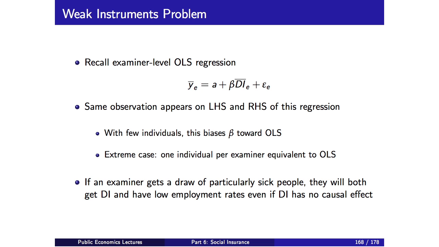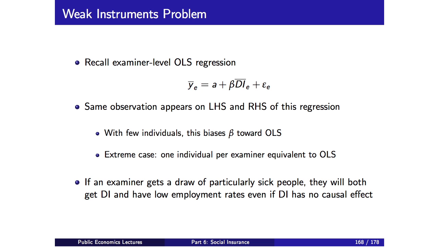So what's the OLS regression? OLS regression is just when I regress your own employment rate on whether you got DI or not, right? So you can see that this regression, when I look at it at the examiner level, has a little bit of the OLS regression in it. In particular, if you have very few individuals, you're going to get biased towards OLS. So take the extreme case. Suppose you only had one guy examined by each examiner. So there was only one individual per examiner. Then obviously this regression would be exactly the same as the OLS regression.